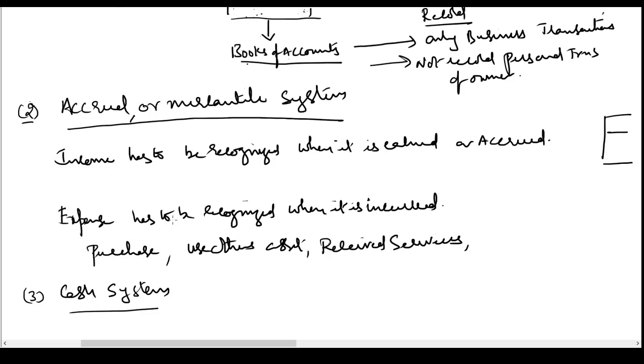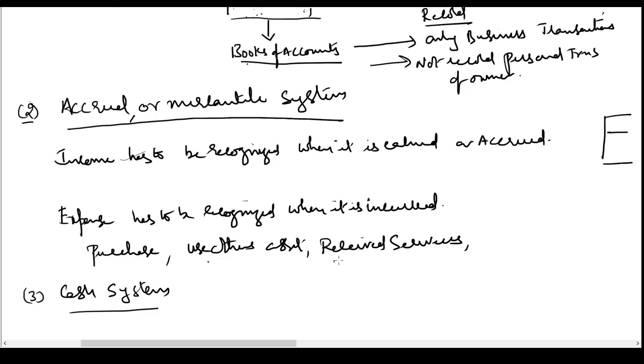Let us say you have used a telephone connection for 1 month, and the telephone company allows you 20 days time to make the payment. So when should you recognize it as an expense? The 1 month bill, when should you recognize it as an expense in your books of account? On the completion of the month, you have to recognize it as an expense. You cannot wait for the payment of the bill to recognize it as an expense in your books of account.